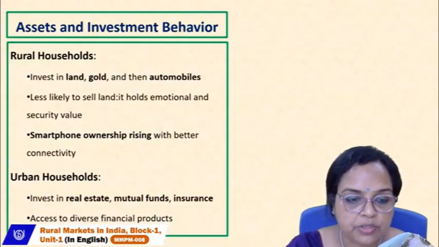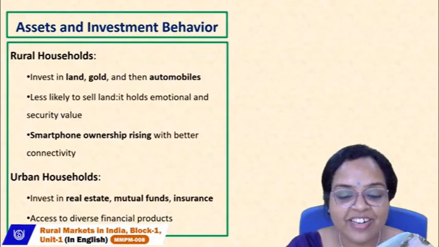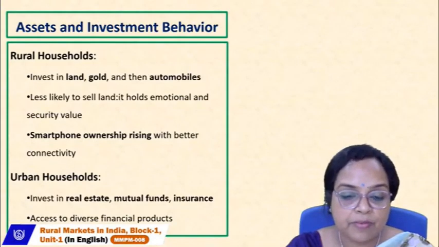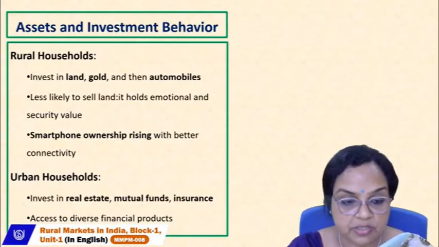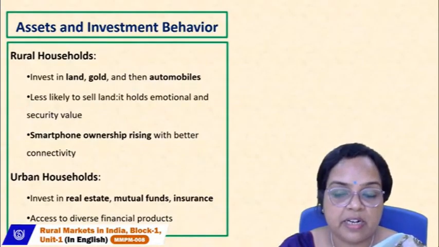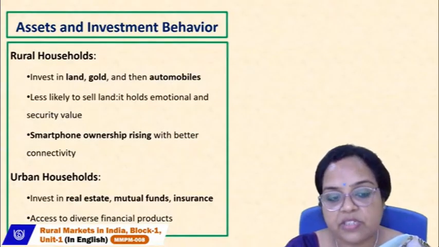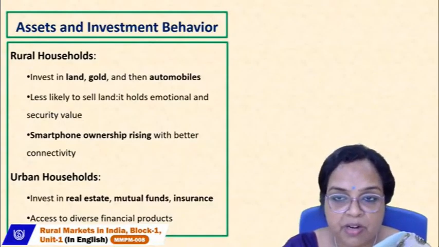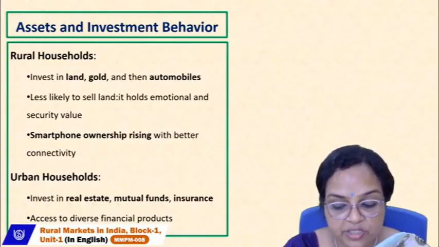While urban households invest in real estate, mutual funds, and insurance because they understand ROI, return on investment. If they're investing today, how much are they going to earn back within 2 or 3 years? They used to assess diverse financial products. So the simple understanding is how consumers are investing in the rural belt and how they're investing in the urban belt. The marketer who is planning to enter the rural belt has to take note of all these factors.